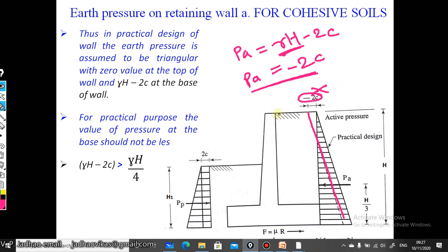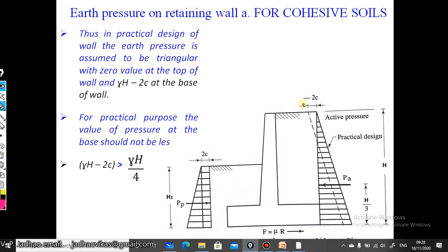because if these two materials, that is this retaining wall and this soil mass, are not bonded together, there is no possibility that negative pressure will be developed here. So for practical purposes, we will be considering this as 0, whereas at the base it will be this particular value.